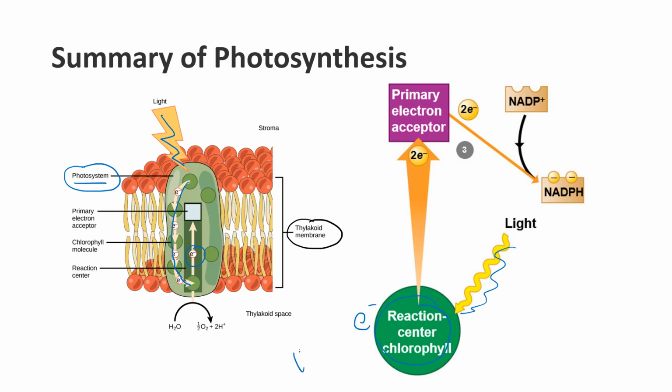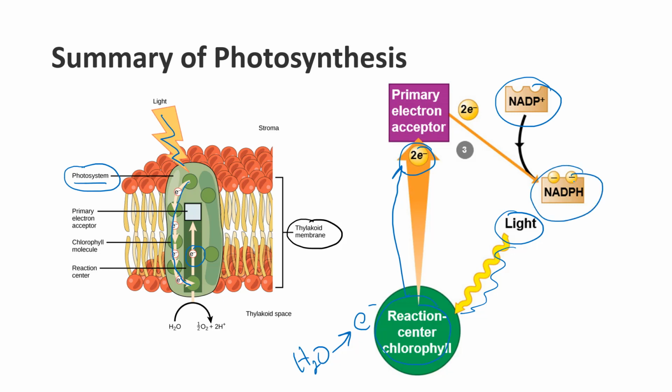Where did that electron come from? It came from water. So these electrons that are stripped from water are these low energy electrons, and then those electrons are boosted up to a high energy or excited state, and the energy to do that comes from the light, right? So now we have these high energy electrons as a result of the light dependent reactions, and then those high energy electrons are either going to be used to make ATP at that point, or are going to be used to reduce NADP plus to NADPH.